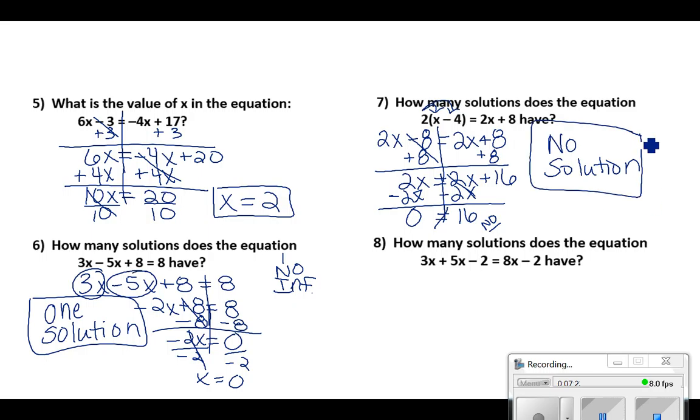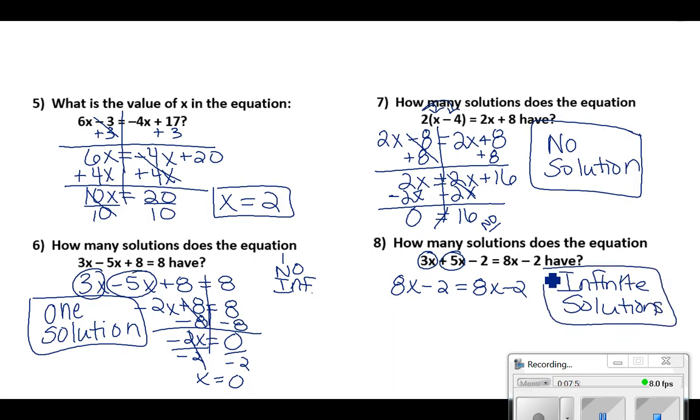Question 8. How many solutions does the equation 3x plus 5x minus 2 equal 8x minus 2 have? Combine these terms and start out with 8x minus 2 equals 8x minus 2. I could stop there because I have the exact same thing on both sides. So I know the answer will be infinite solutions.